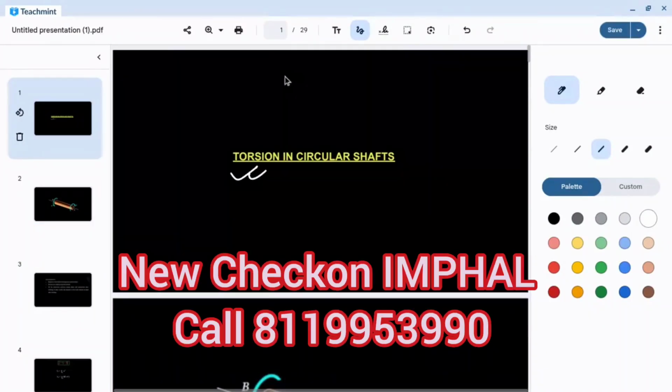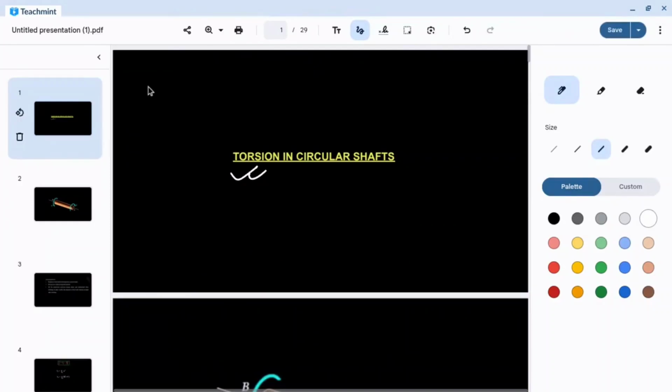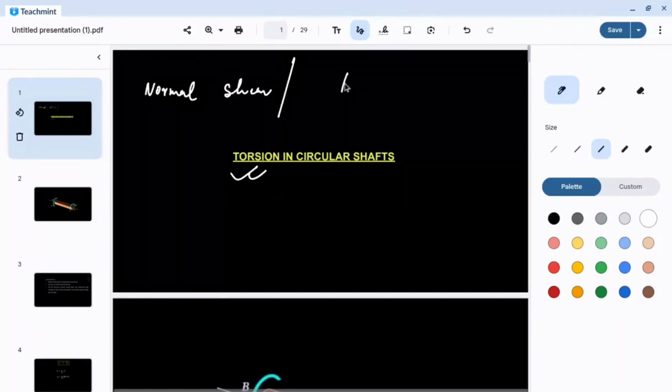In the stress, basically there are direct and indirect layers. Direct stress is normal stress and shear. Indirect stress is bending and torsion.